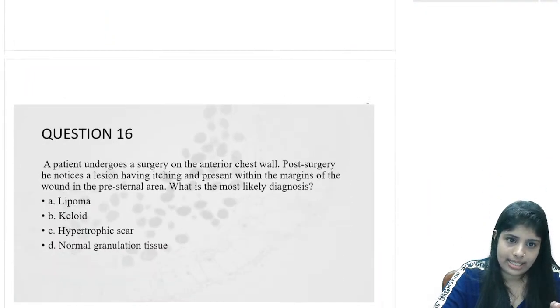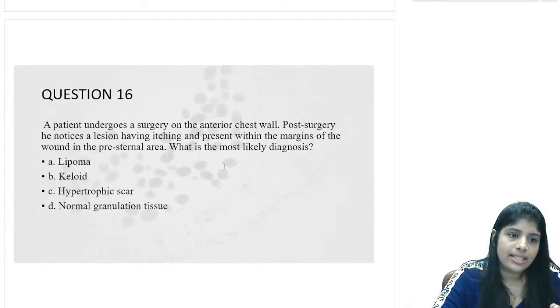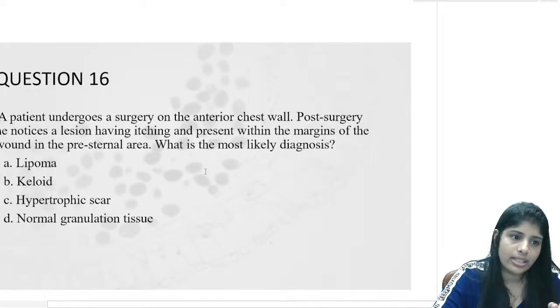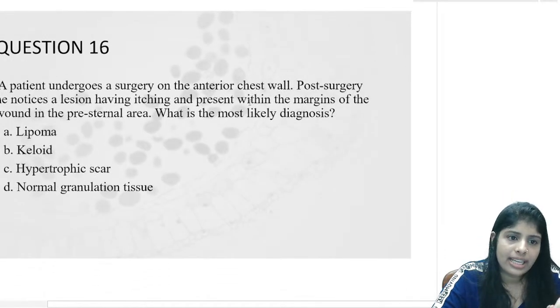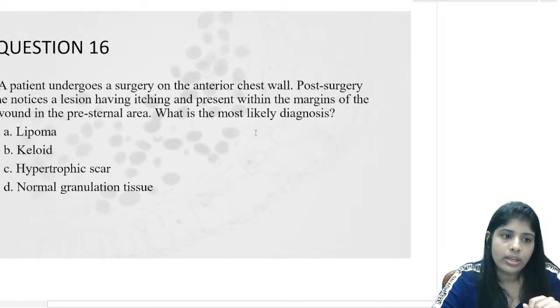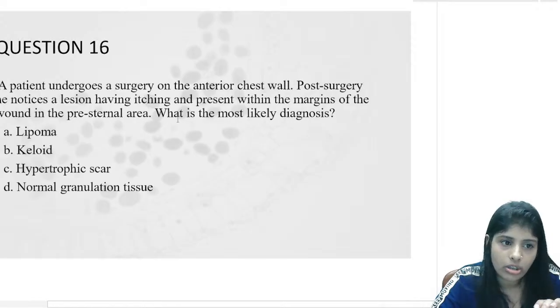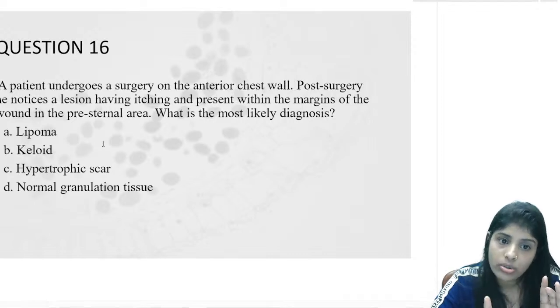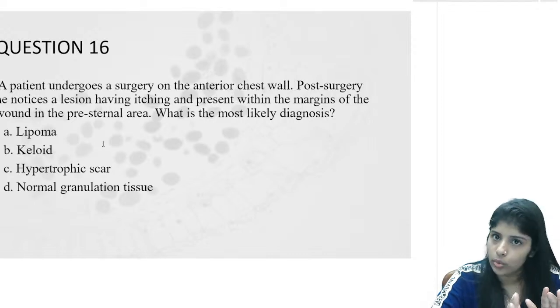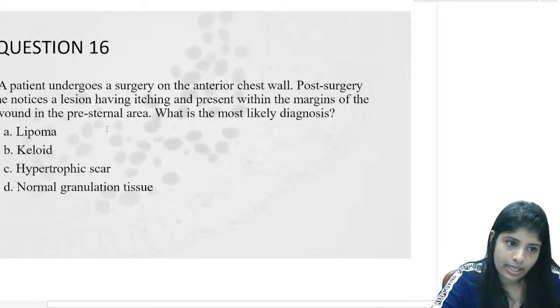And next is question number 16. A patient undergoes a surgery on the anterior chest wall. Post-surgery, he notices a lesion with itching, present within the margins of the wound. So here, see the options. The person had already undergone a surgery, and now has a lesion that is itching and is also present within the margin of the wound. Keep those words in mind.